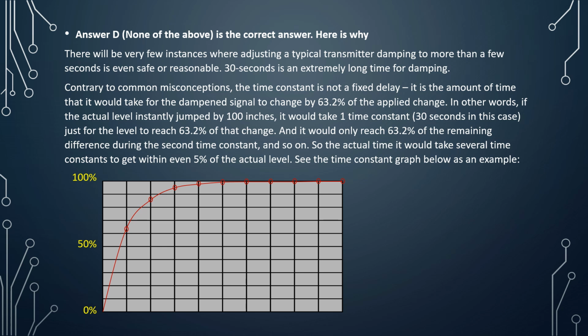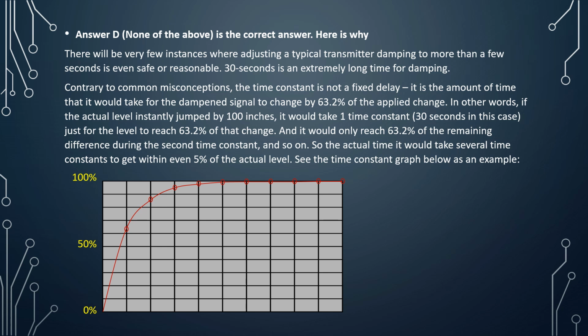As I previously said, there's very few scenarios where we'll set damping at 30 seconds in a field transmitter. Contrary to common misconceptions, damping is not like a fixed delay. It doesn't just make it wait 30 seconds or something like that. It's actually an adjusting thing. It operates much like a capacitor charge or discharge. It's a filter.